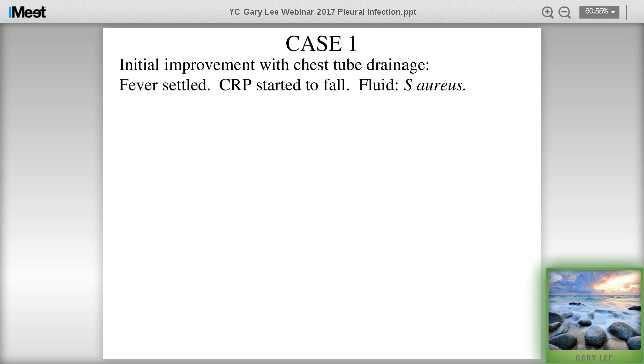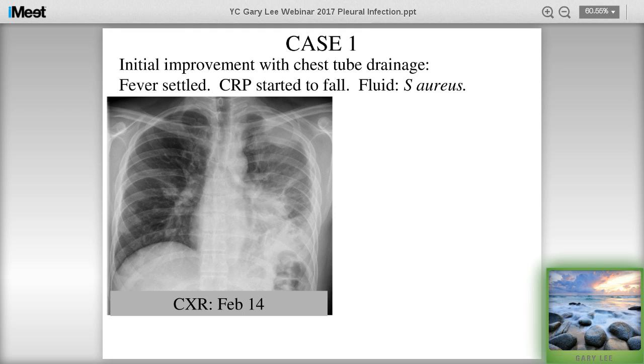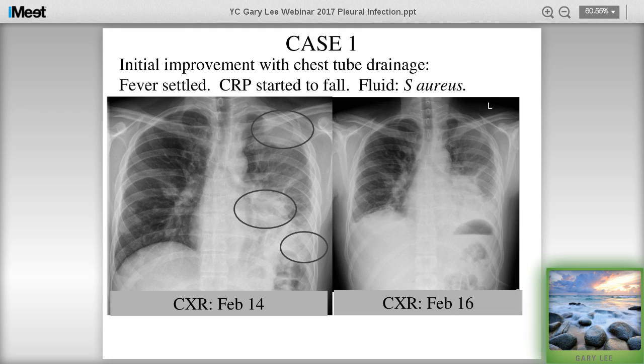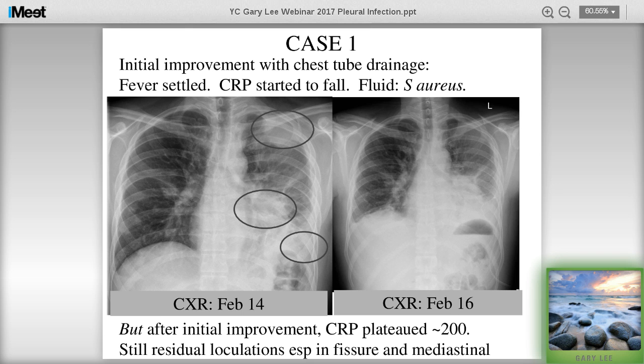So back to the first case that we discussed, the patient who's got Staphylococcus aureus empyema. He showed some initial improvement with the chest tube drainage. This is the admission chest X-ray, and remember the 3 large loculations. And after 2 days, his fever settled, his C-reactive protein halved, and his fluid indeed grew Staph aureus as we predicted. But then his improvement plateaued.